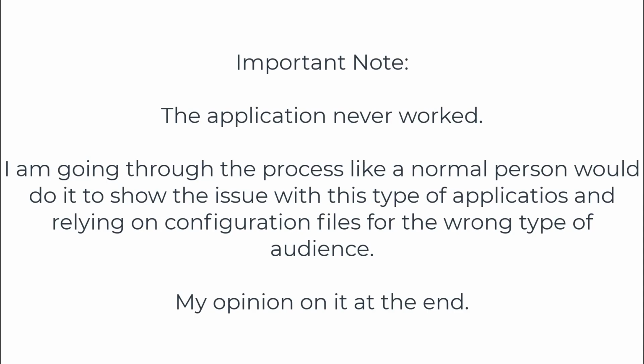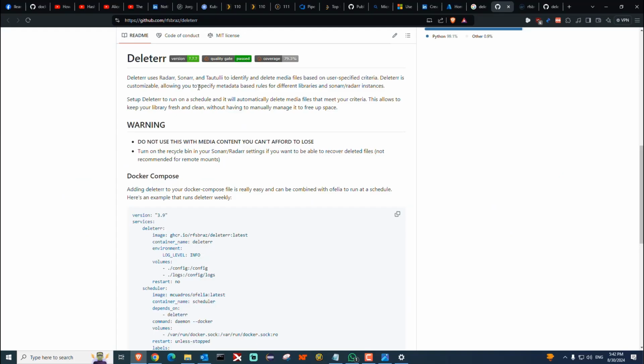So you can customize that criteria, and it allows you to set up rules for different libraries so that it decides what to remove and what not to remove. This is good if you have very small space, so if you don't have enough storage to hold your media. So in this case, you can schedule Deleterr to run on a schedule, and it'll automatically delete files that meet that criteria that you specify. So it allows you to keep your library clean and fresh, so getting rid of the old stuff without having to worry about managing the space in your instance.